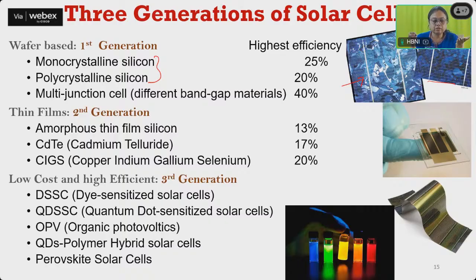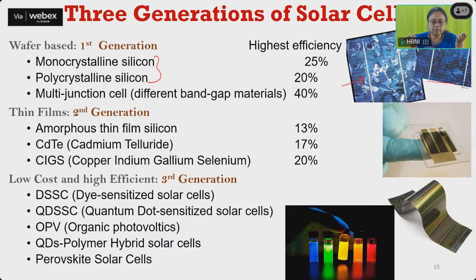The efficiency for monocrystalline silicon is around 25%. For polycrystalline, because there will be grain boundaries, there will be scattering of electric charges, so the highest efficiency is around 20%. But this is increasing day by day. Then we can have multi-junction cells, with different band gap materials. We can use gallium arsenide and all those things. Using them, we can have a very high efficiency of 40%.